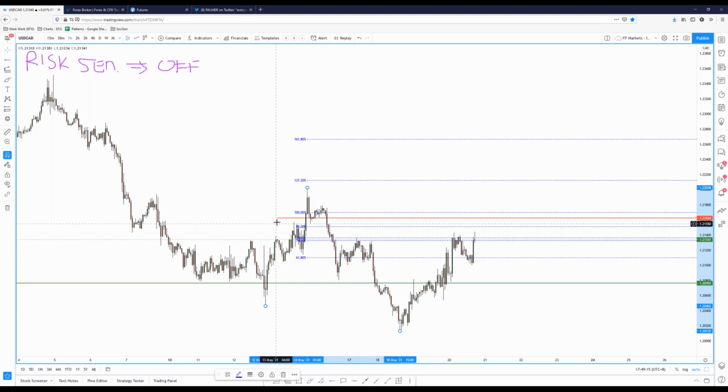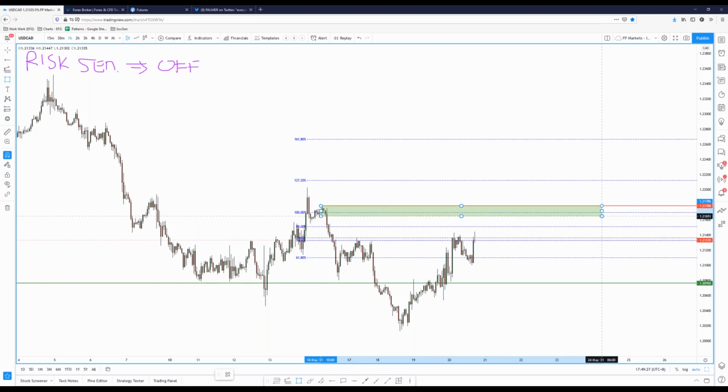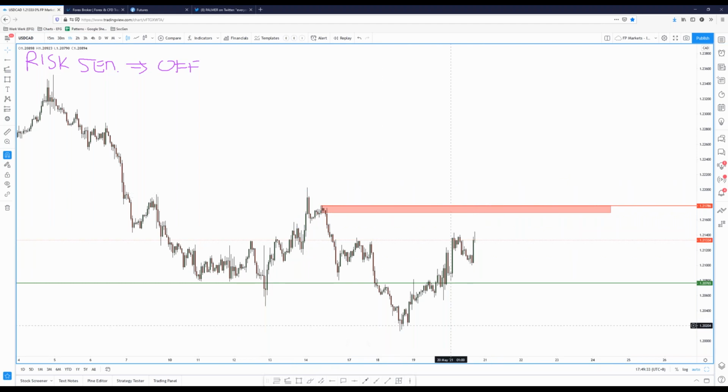Now, look at where the key extension level lies. It's just a bit off from our daily high. So I'm just going to back it up and draw a zone. So this is a very nice zone of 100% extension level.